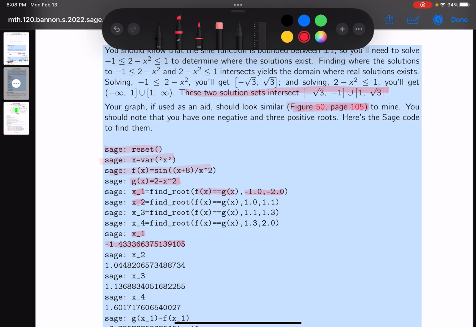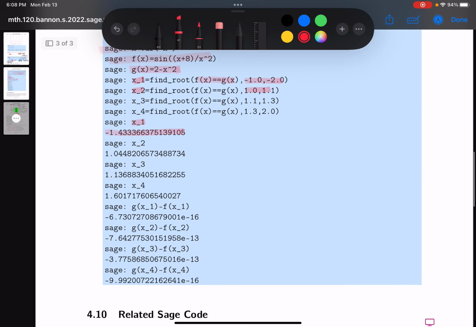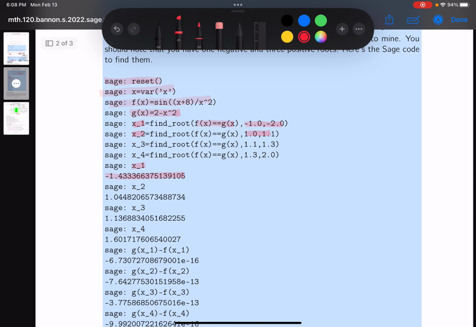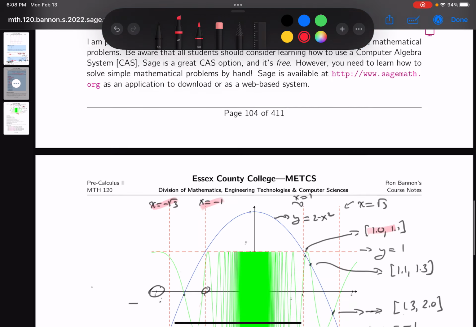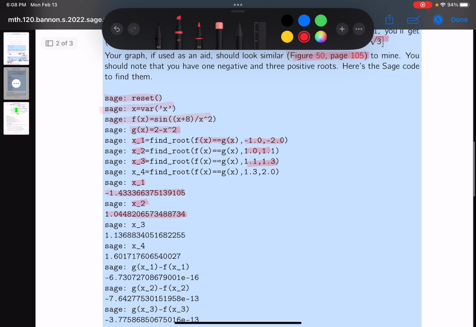And then I want x2, and I want between 1 and 1.1. Let me point out what I mean by that. We're looking for this one over here now. And I said find root. What does it do? It finds the root, and it said the root was this thing over here. It's really close to 1, isn't it? And then x3, I said it was between 1.1 and 1.3. Yep, right over here. And I got x3, and x3 turned out to be this number over here.